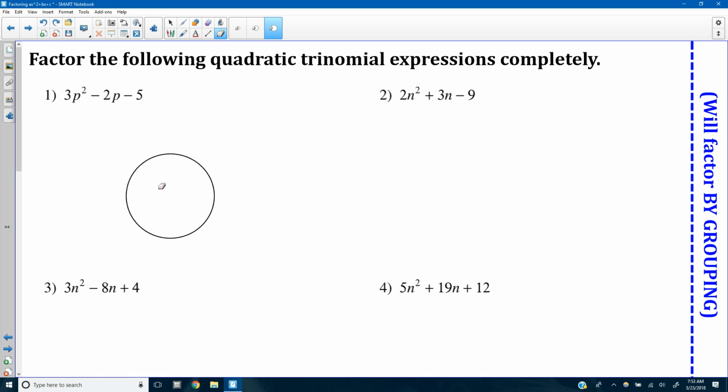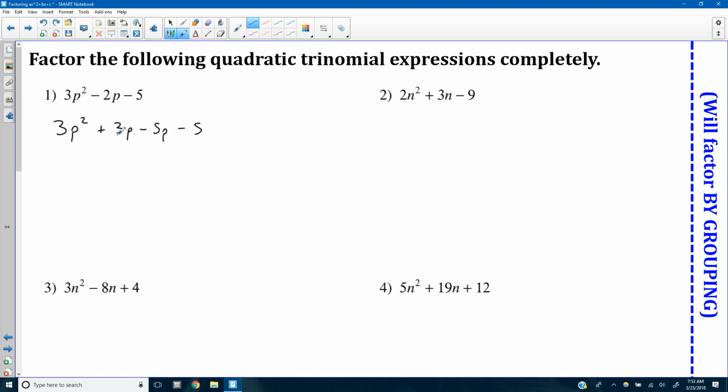So 3 times negative 5 is negative 15, and 3 minus 5 is negative 2. So I'm going to rewrite this as 3p squared plus 3p minus 5p. That was my 3 and negative 5, and minus 5. Now you notice I could have written the negative 5p first, but I kind of like to line things up so that I already know I can start factoring a number out of here. That is my personal preference. You can write it the other way, still find a common factor, and you will not have an issue. You'll still find your answer. But the one that I chose here makes me feel a little more comfortable.